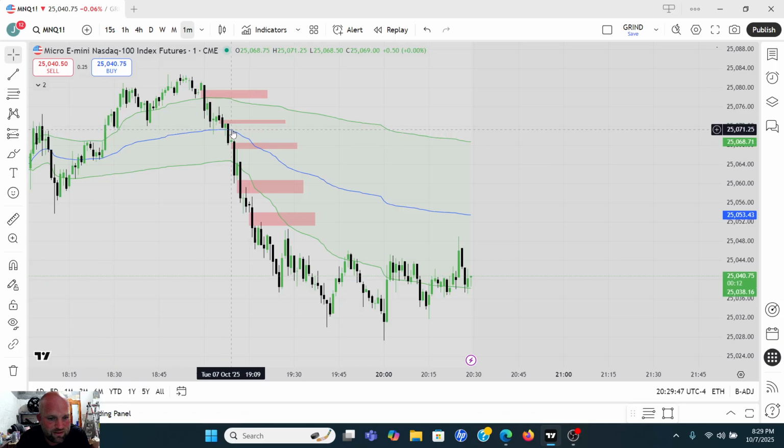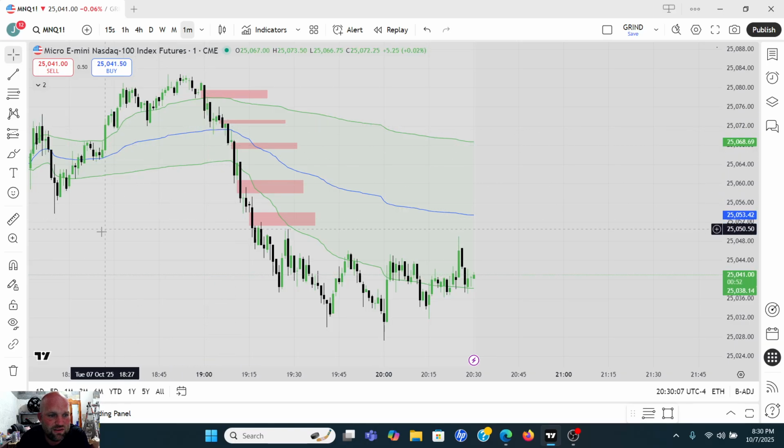We invert it right here, and in my mind, this is when I flip bearish. We take out a swing low. We take out this swing low aggressively, so we're likely to continue.